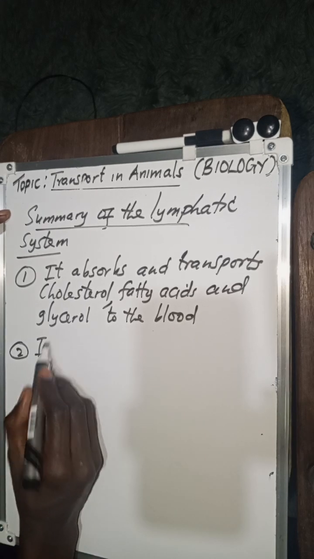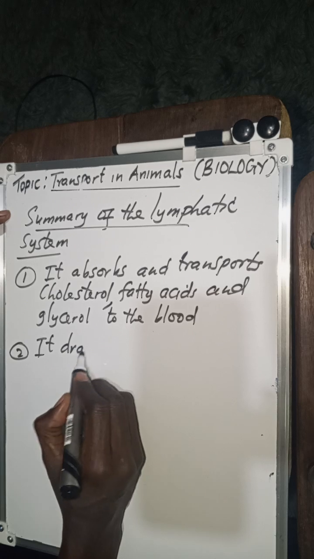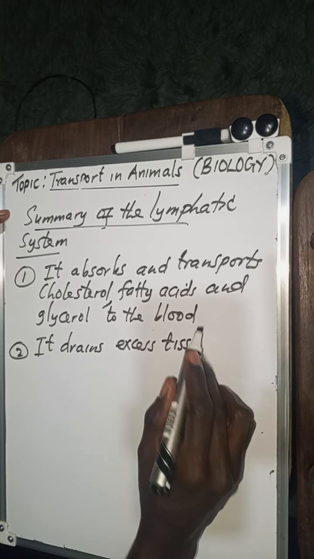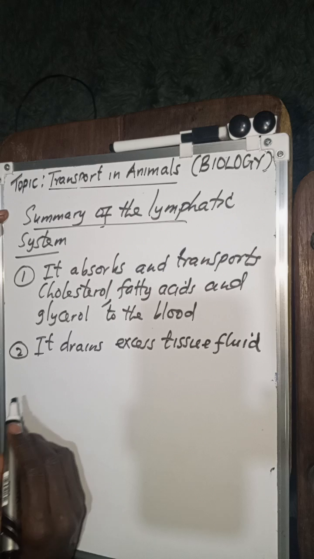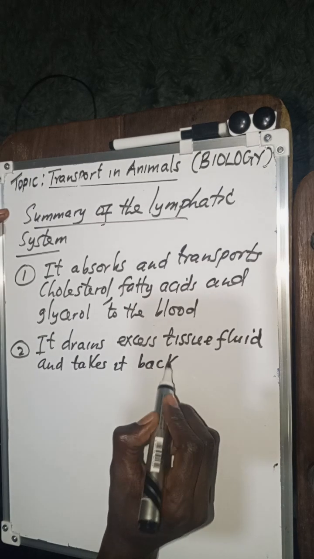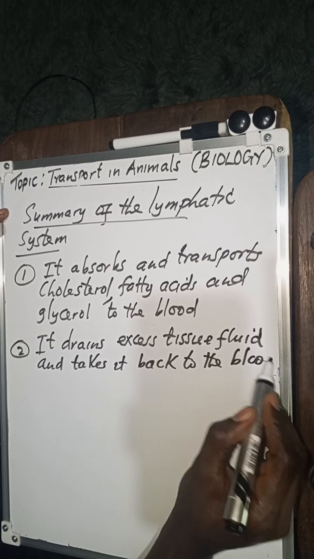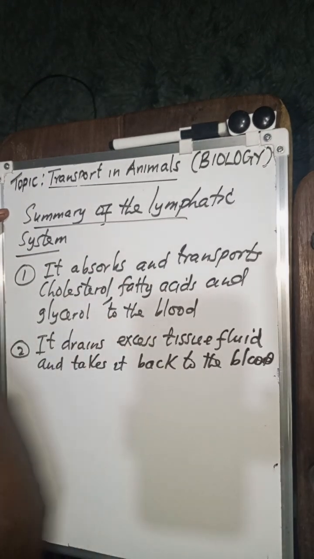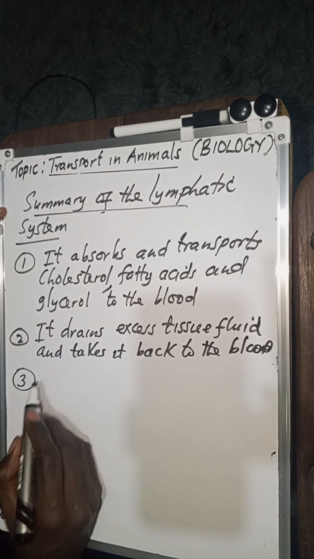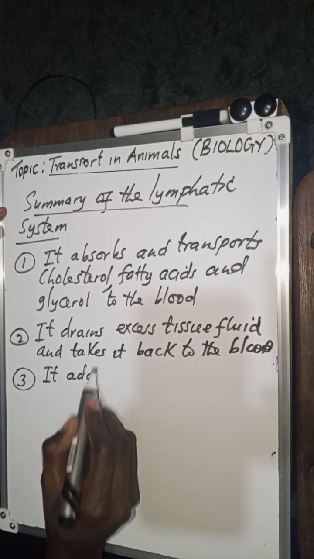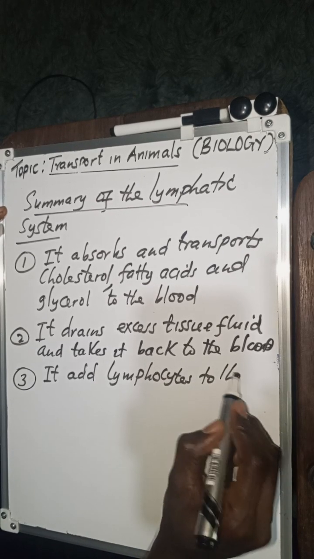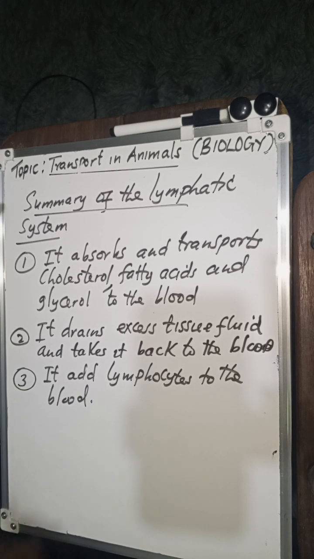Number 2, we can say it drains excess tissue fluid and takes it back to the blood. So it drains the excess tissue fluid, removes it from the tissue cells. Then later on, after being purified, it is taken back into the blood. Then the third one, we can simply say, it adds lymphocytes to the blood. So these are the main functions of the lymphatic system that we have talked about.